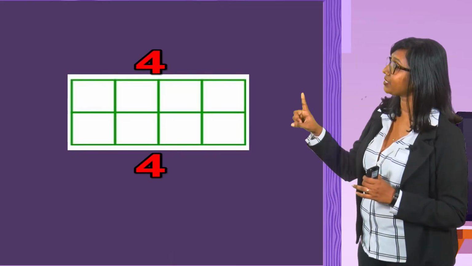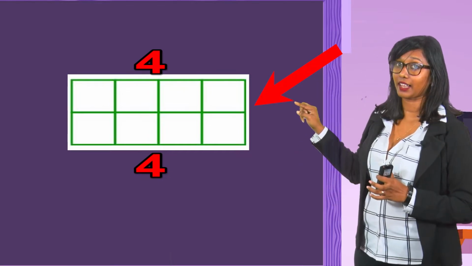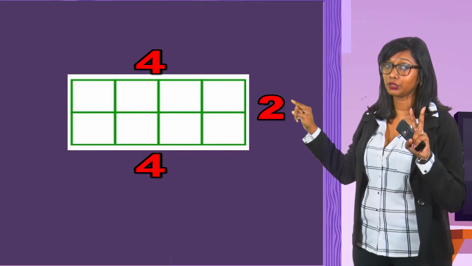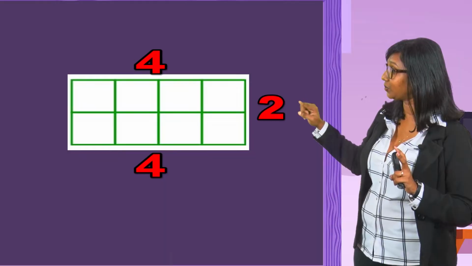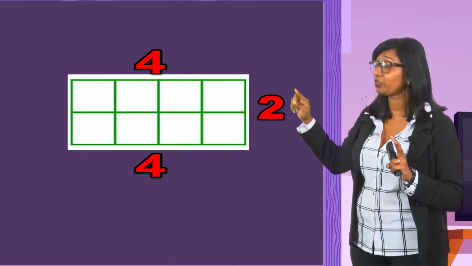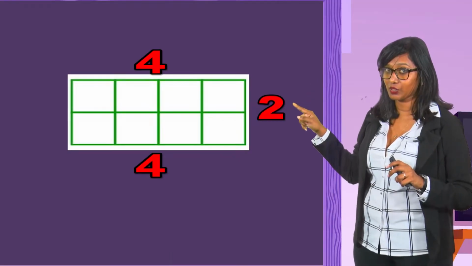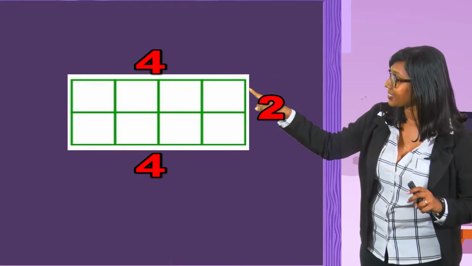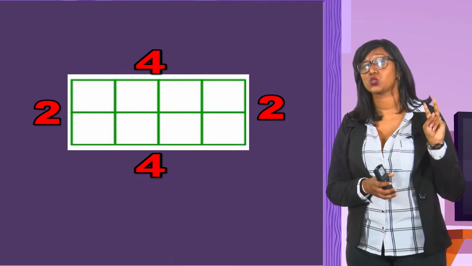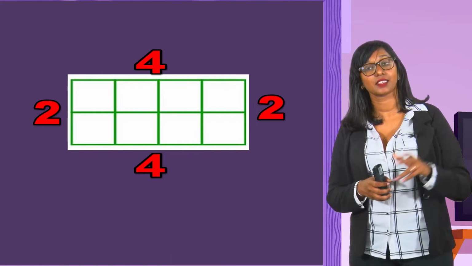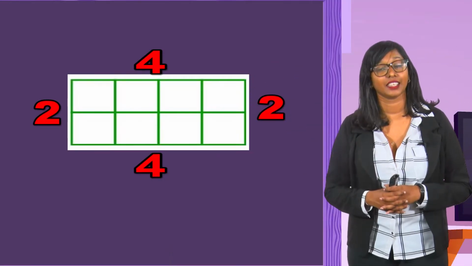We have 2 more sides that need measurement. So this side we have 2. How do we get 2? We have 2 small squares next to it. So the measurement for this side will be 2. If this side is 2, then that side will also be 2 because our rectangle has 2 equal sides. And this side and that side, they are equal.